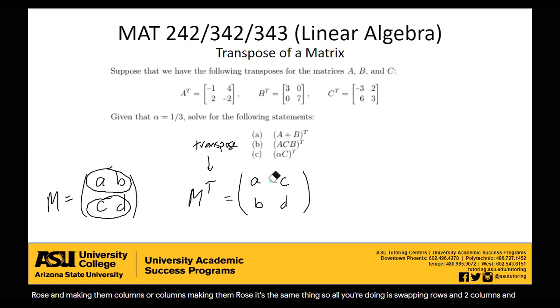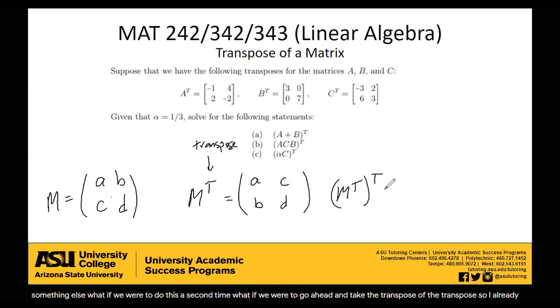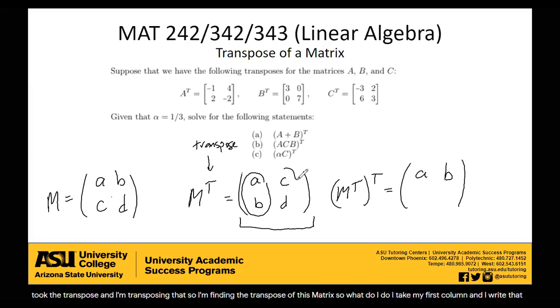And something else, what if we were to do this a second time? What if we were to take the transpose of the transpose? I already took the transpose and now I'm transposing that. So I take my first column and write that as my first row, and I take my second column and write that as my second row. But what is this, A, B, C, D? Well, that's just my original matrix.